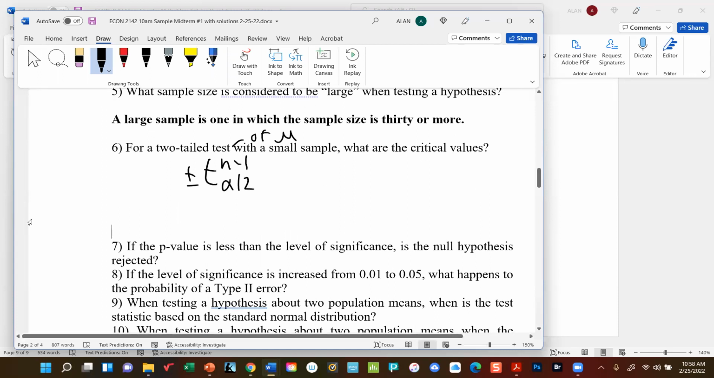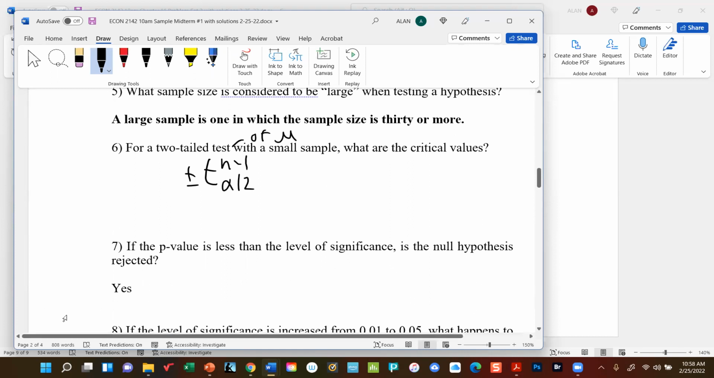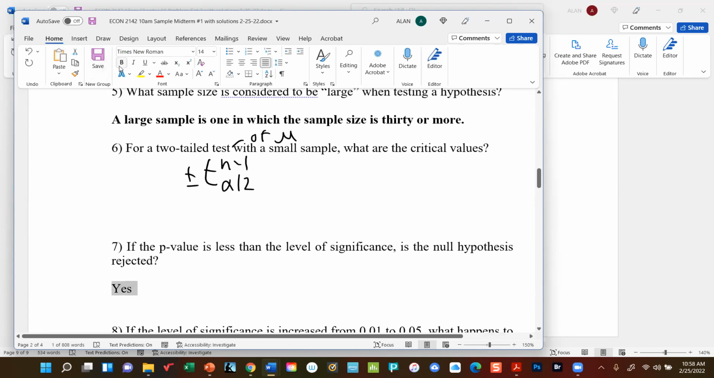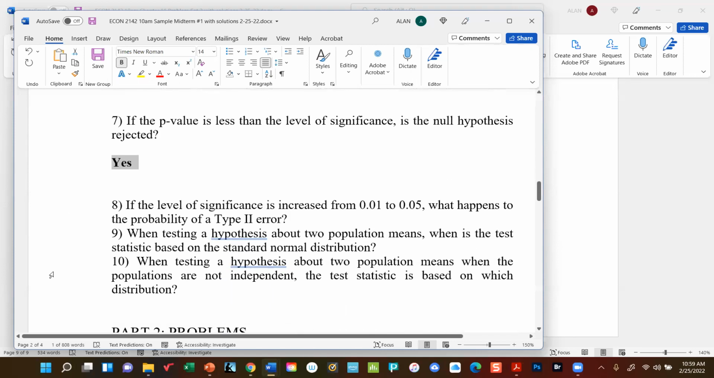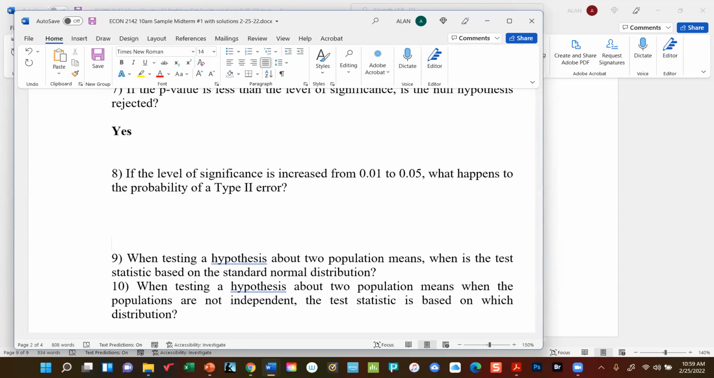All right, now if the p-value is less than the level of significance, is the null hypothesis rejected? Yes, okay, that was easy. All right, what's next? Oh, now this is where it gets a little tricky. You be careful with this one.